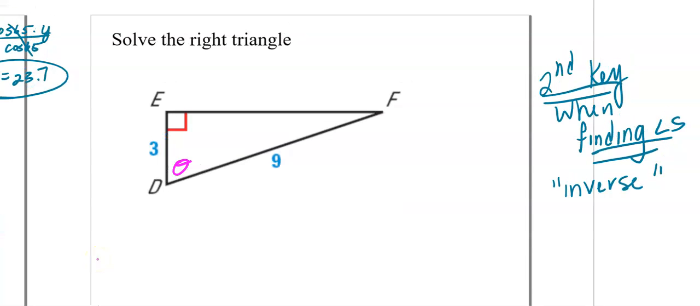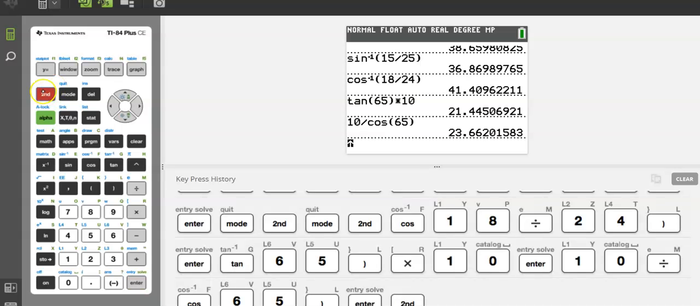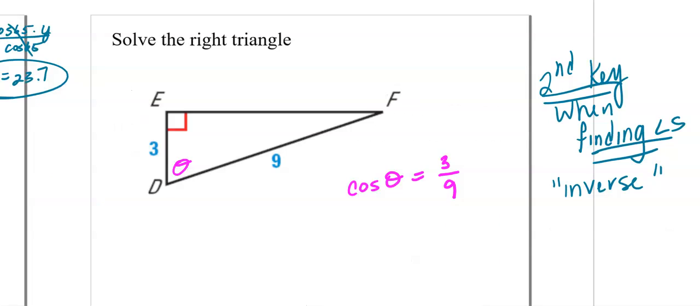I want to find an angle since I don't have any. I'm going to put the angle here. I just picked this. You could have done D or F. That's adjacent and hypotenuse. So it's cosine of theta is 3/9. That's the second cosine, 3 divided by 9, or 1/3, 70.5. So now I know this angle is 70.5. 90 minus 70.5 is 19.5 degrees.